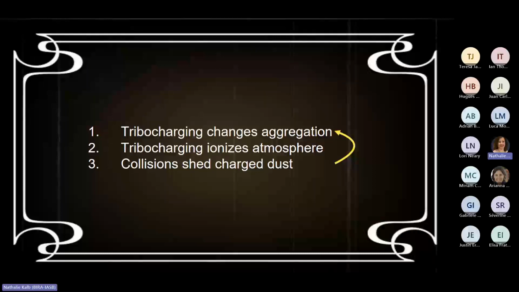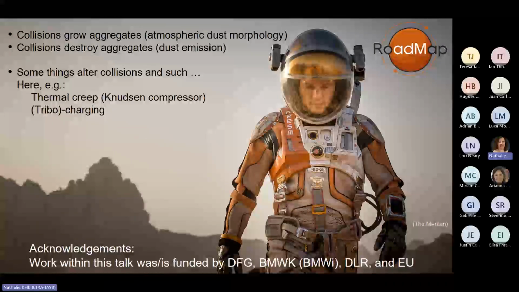So having tribocharging changes aggregation, can ionize the atmosphere, can shed some charged dust back into your atmosphere, whatever the reason. And I think that's essentially all I wanted to say.